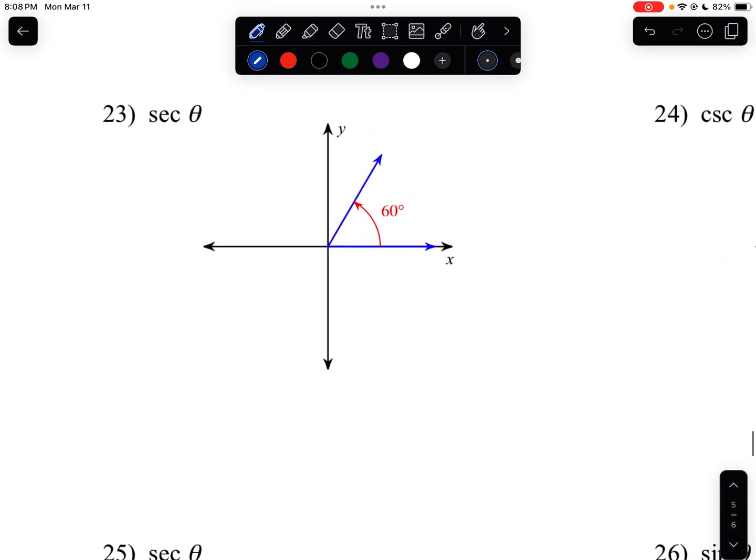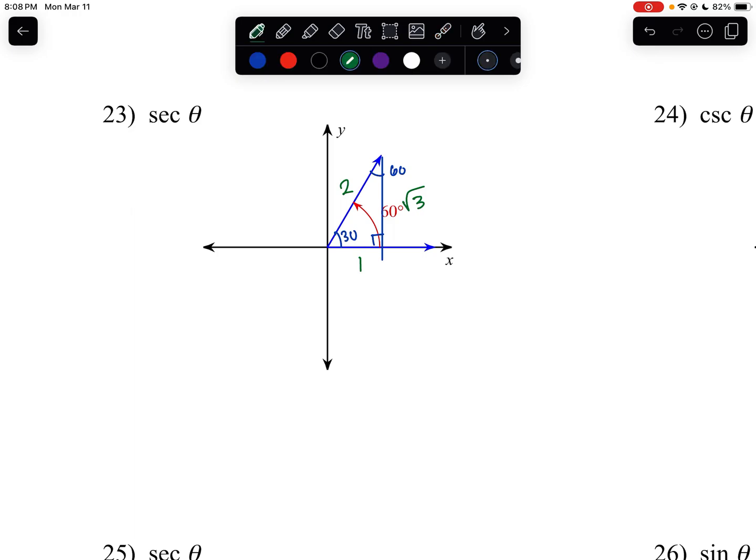For 23, 60 degrees. Make a triangle down. So we've got 30, 60, 90. This one's going to be 30. This angle right here is going to be 60. And then this one's 90. I know that the hypotenuse has to be 2 and the shortest side has to be 1, because in a 30, 60, 90 triangle, the hypotenuse is always double the shortest side, and then the other side is going to be root 3 by the Pythagorean theorem.